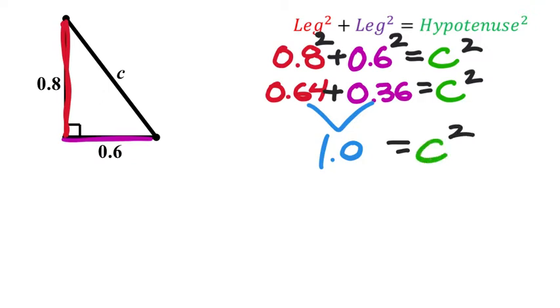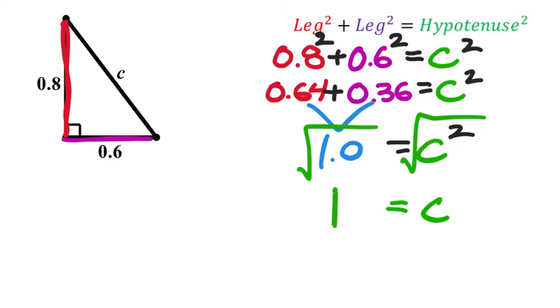So this is like a square with an area of 1. But again, we just want the side length of that square. So if I just want the side length from a power of 2, I would square root it. But if I do it to one side, I've got to do it to the other side as well. The square root of 1 is 1. And that's done.